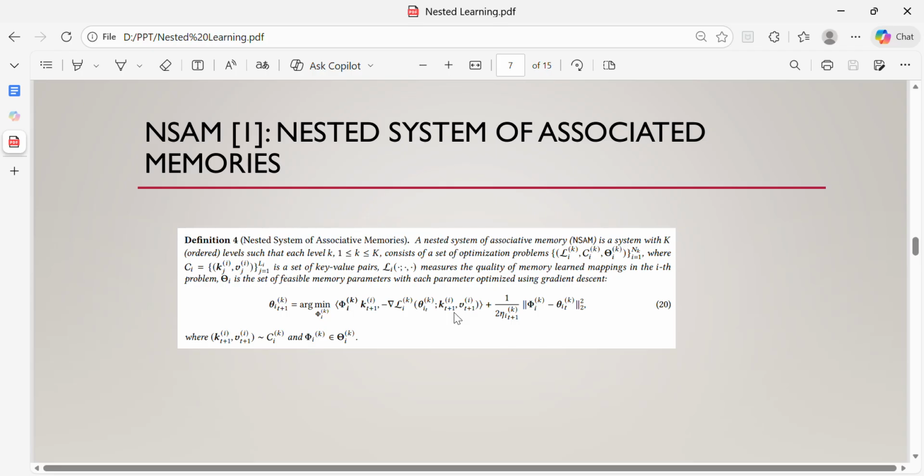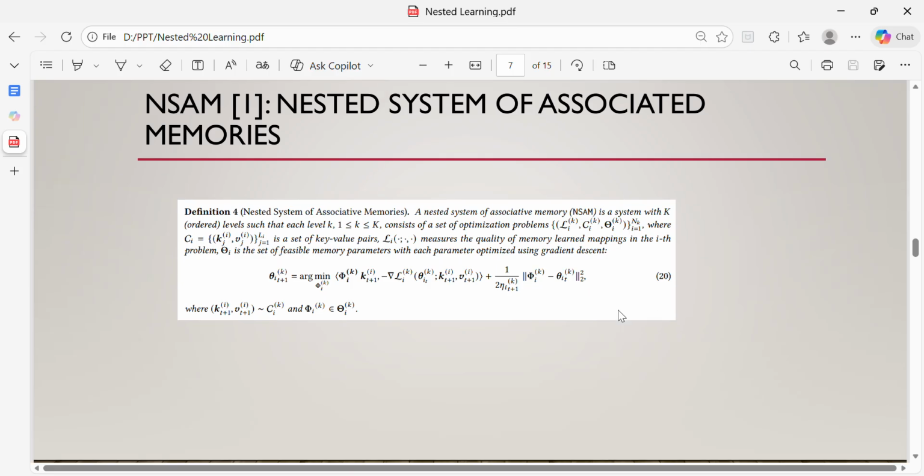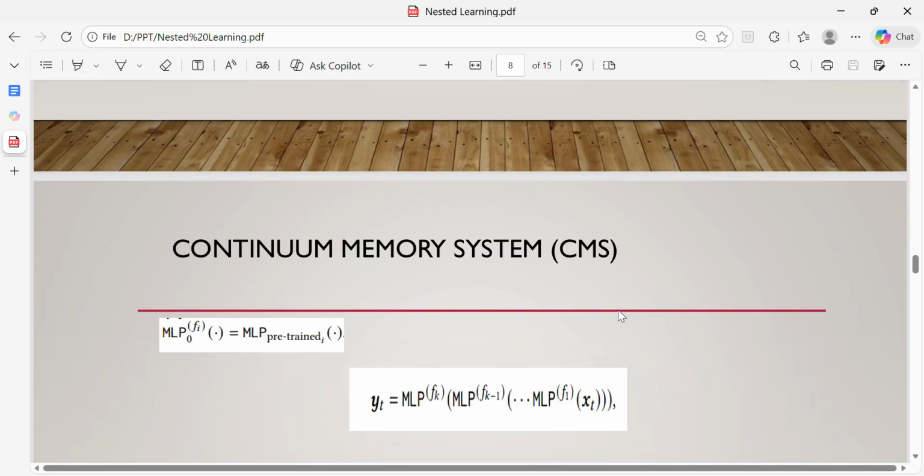But here it is key value. So key into the parameter is equal to a value, right? So it can be minimized here also. This term is same as just what I have shown it to you. So this is NSAM, nested system of associated memories.